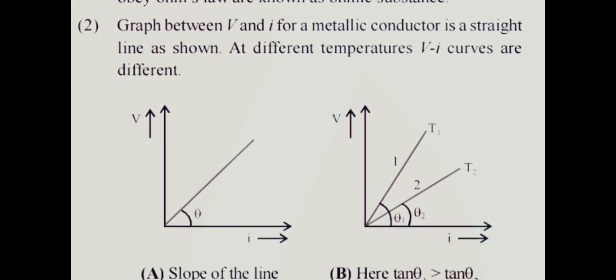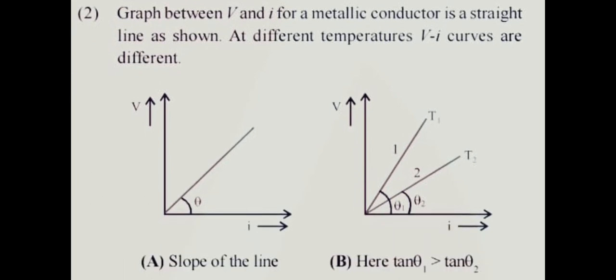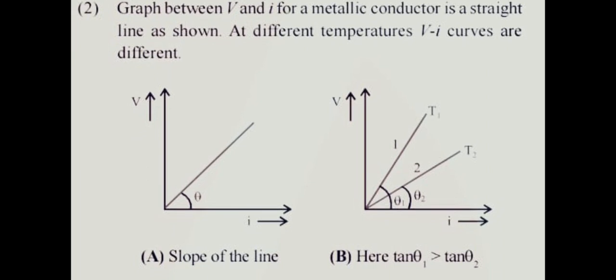All right, so these are the graphs for a metallic conductor in a straight line. Like, see this one, the first one is the slope of the line. In that, V is increasing, I is also increasing, so they have a straight line graph.